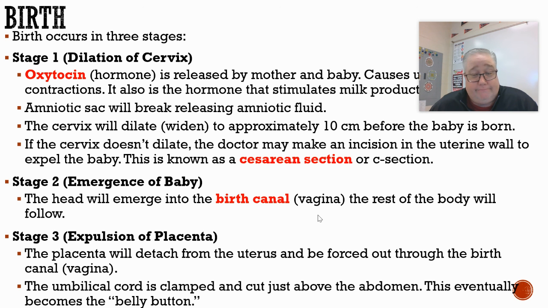So what you end up getting is basically a baby that's still attached to the placenta through the umbilical cord. The doctor will usually very quickly clamp that umbilical cord and cut it, and eventually that area will become the belly button of the baby. It's a pretty quick, pretty painless process.